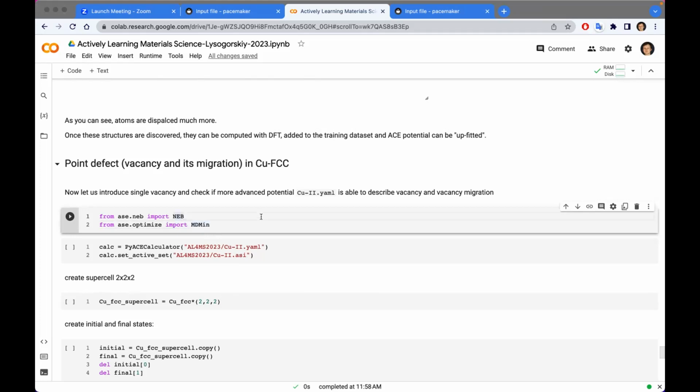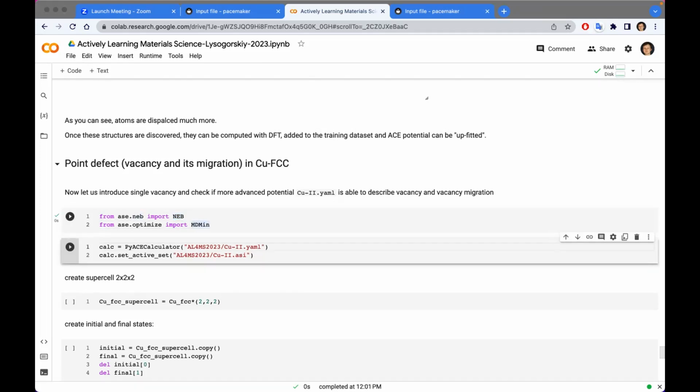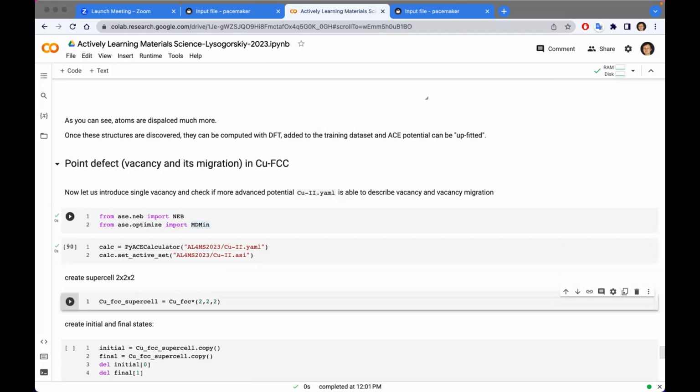So what we do here is use this NEB, nudged elastic band method, which is also implemented in ASE, in order to compute the vacancy migration. Again, instantiate the calculator, set the active set, but you can use this calculator even without an active set. That will be just energy, forces, stresses for your simulation. It's optional. So we create a supercell 2 by 2 by 2.